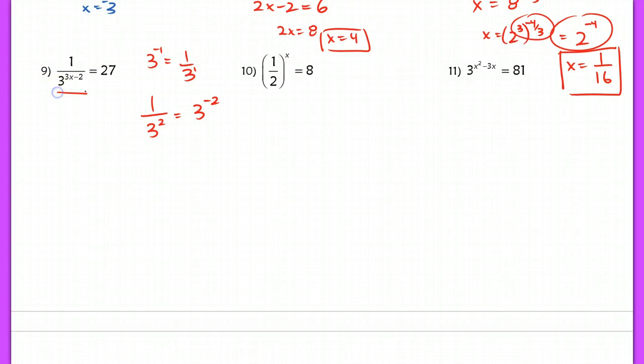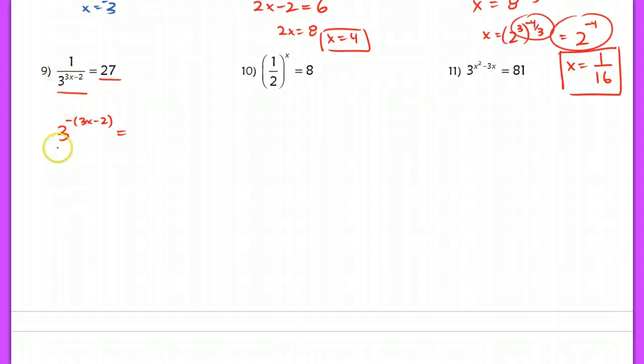Now when I see this over here, and I notice that I can write this with a base of 3 on both sides, I'm going to rewrite this as 3 to the -(3x minus 2). So I'm raising that now to the negative power and bringing that to the numerator. On the other side, I have that equal to 3 to the 3rd. And now I can just set these powers equal to one another. So negative times (3x minus 2) equals 3. And then I'm going to just solve that very simple linear equation.